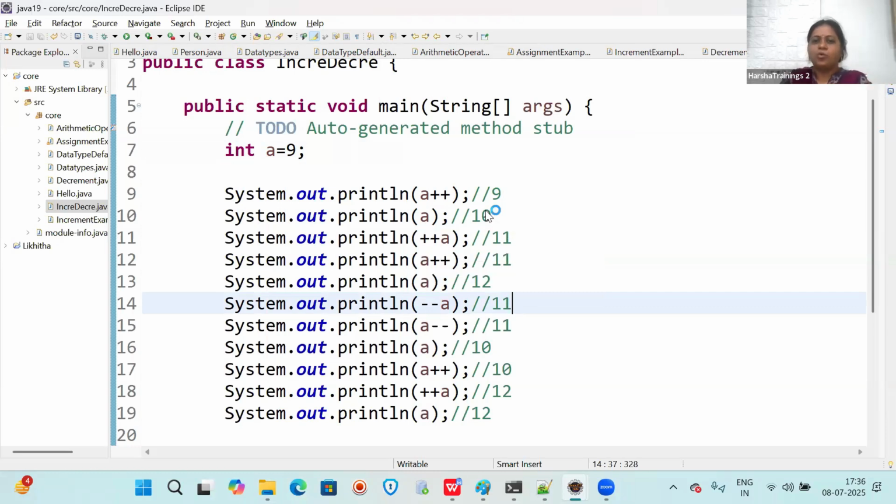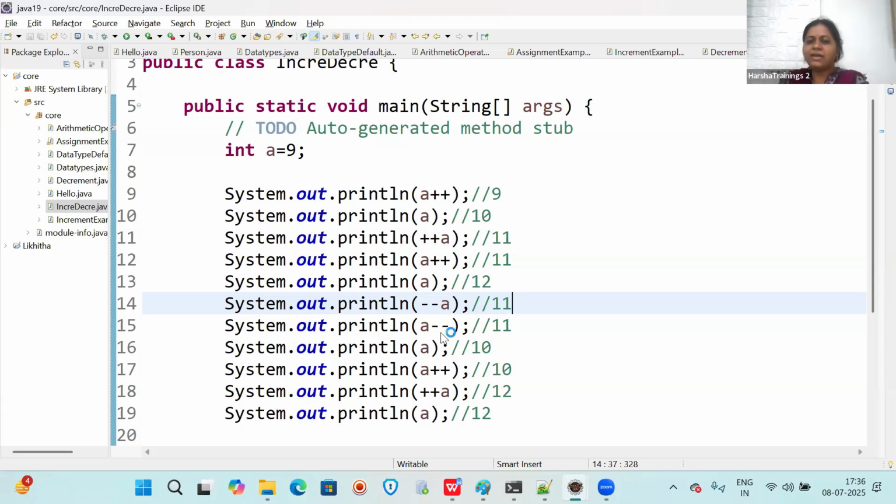10. Now plus plus 10 you have to think. That means how much? 11. So 11 plus plus means 11 only, but the value of A becomes how much? 12. Minus minus 12 is 11.